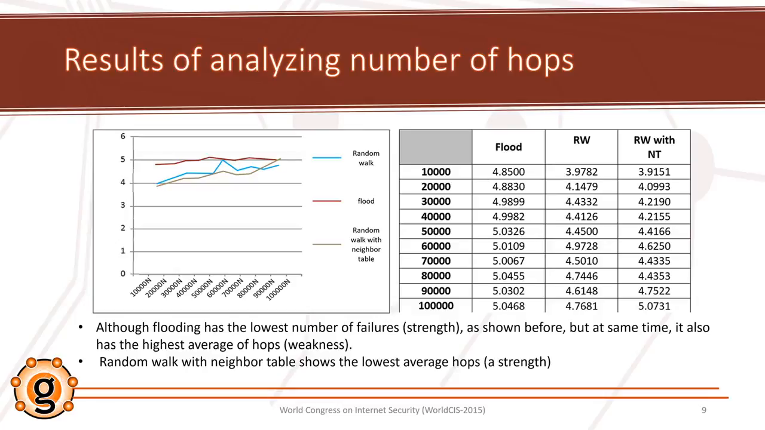flooding has the lowest number of failures as shown before, but at the same time it also has the highest average of hops. Random walk with neighbors table shows the lowest average hops, so we need to find an algorithm that gets the lowest number of failures and hops in the best case.